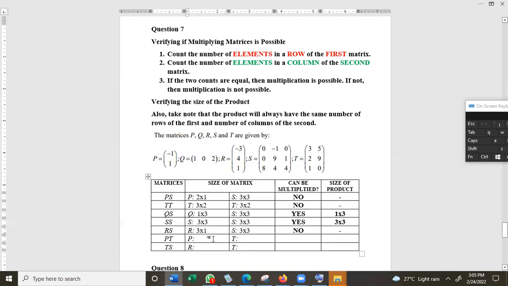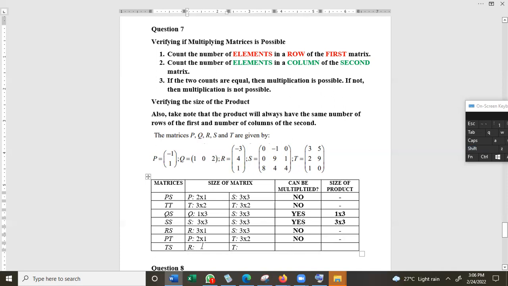All right. Let's check out P. P is a 2 by 1, 2 rows and 1 column. T is a 1, 2, 3, a 3 by 2. So looking at the sizes, those two inner numbers there, they are different? No. Looking at the matrices themselves, let us prove it. P, how many elements in the row? Only 1. How many elements in the column? 1, 2, 3. Multiplication is not possible. Okay, so no product.